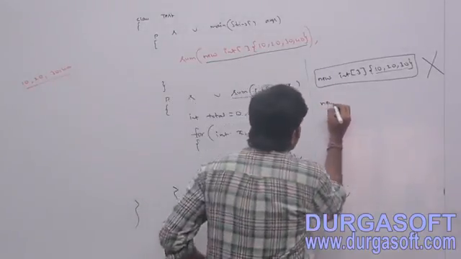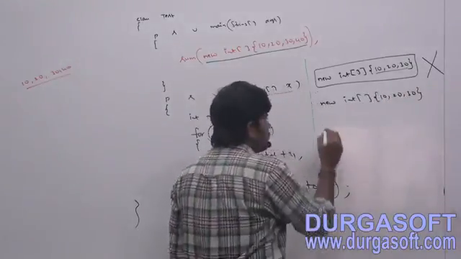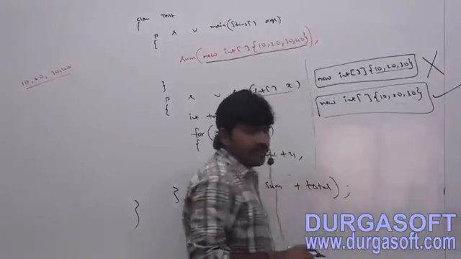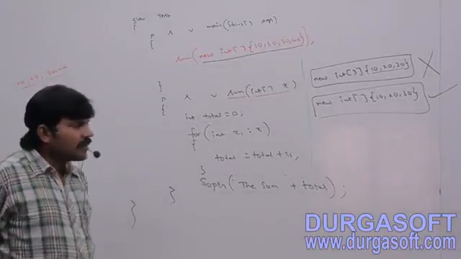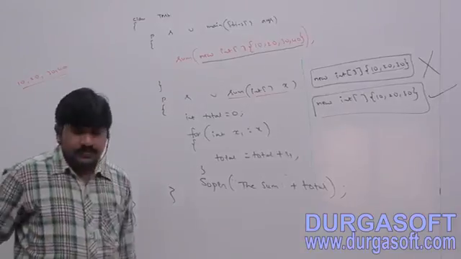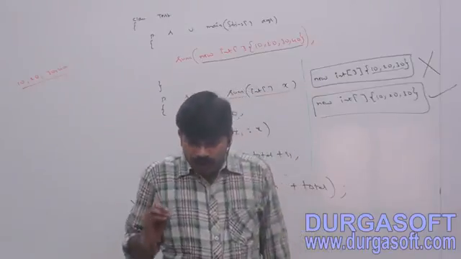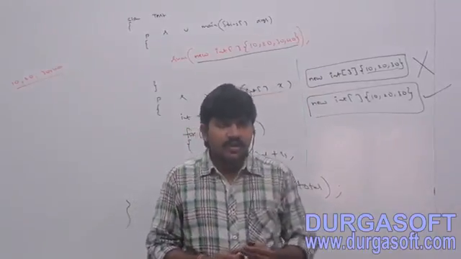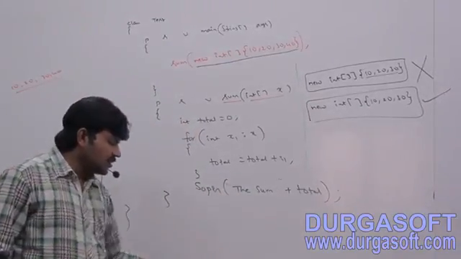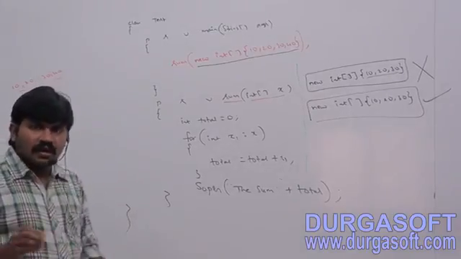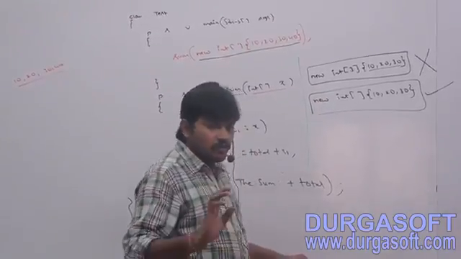Can you tell, is it valid or not? New int array 10, 20, 30. This one is perfectly valid. Observe this point: while creating anonymous arrays, we can't specify the size. Otherwise, we will get a compile time error.